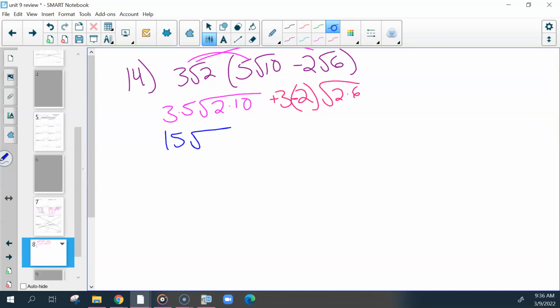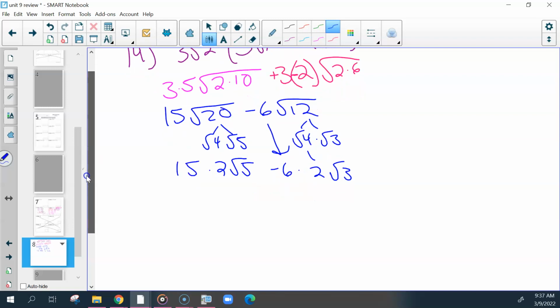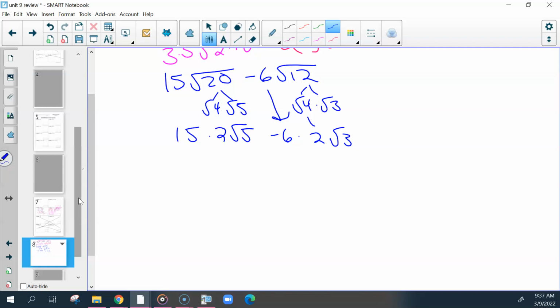Multiplying everything, you'd have 15 times the square root of 20 minus 6 times the square root of 12. 20 can be broken down. The highest perfect square would be 4. The square root of 4 is 2. Twelve can also be broken down with the square root of 4. The square root of 4 is again 2. And then simplify. So 15 times 2 is 30. Negative 6 times 2 is negative 12. Can we simplify this anymore? 3 and 5 cannot be broken down anymore, and we cannot combine them.